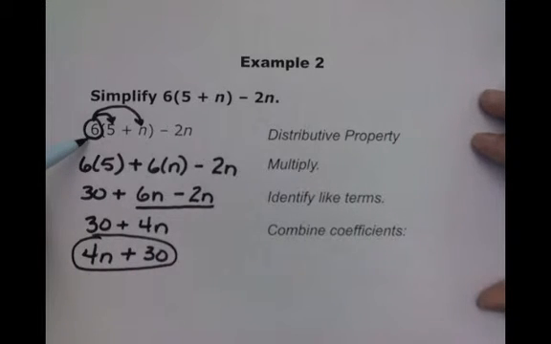Remember, you have to use distributive property. The 6 is on the outside, multiply it by the 5, bring down the sign, and then 6 times n.